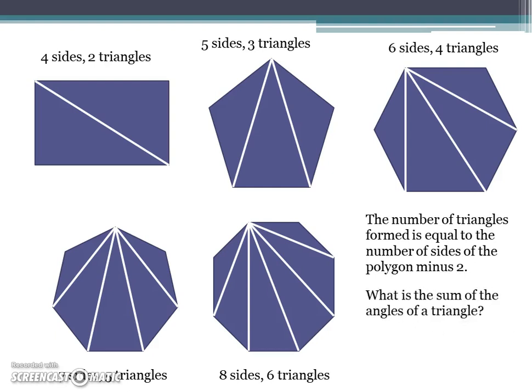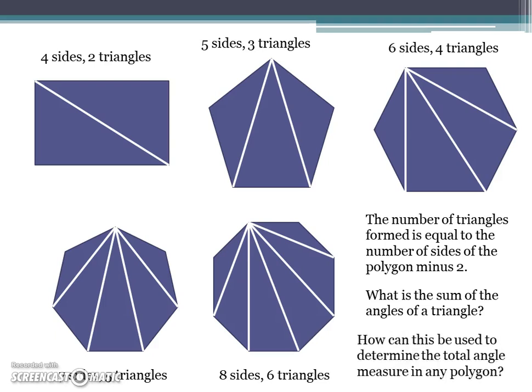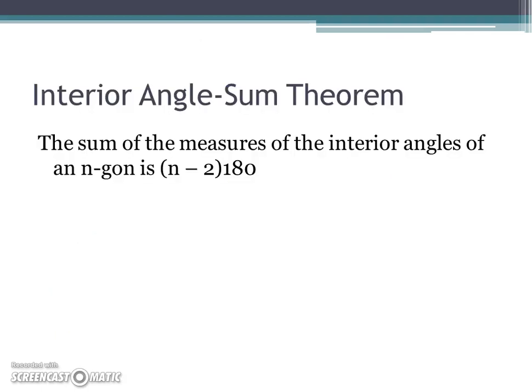So we're going to write an equation of that, and we're going to figure out what the sum of all of the angles of a triangle. So the angles of a triangle are 180. If there are n minus 2 triangles in the shape, then we can do 180 times n minus 2. And that is the interior angle sum theorem. So the idea is that you can do 180 times the number of triangles you can draw.